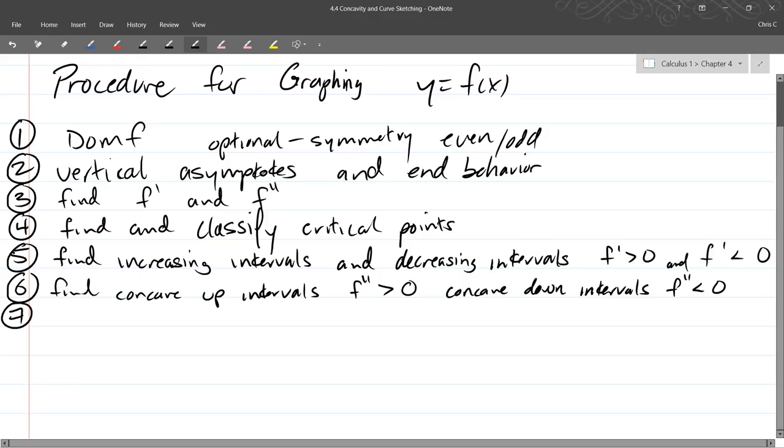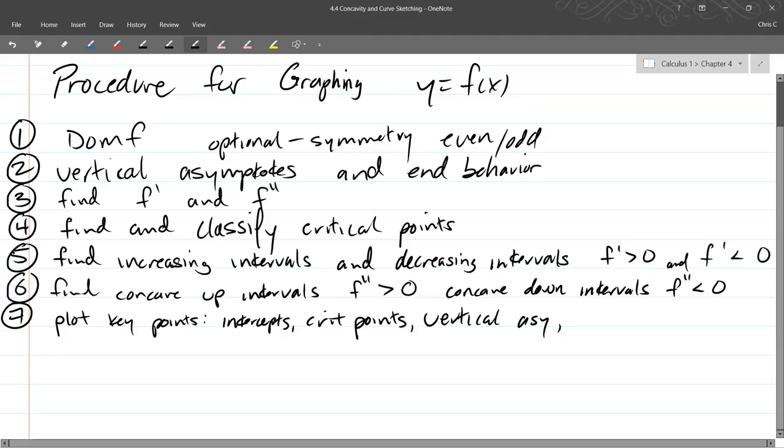Step 7, plot key points. So which points are key? All of your intercepts and all of your local min and max, or really critical points. You're also going to plot your horizontal or vertical asymptotes, and your end behavior.